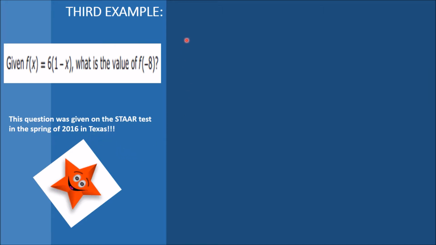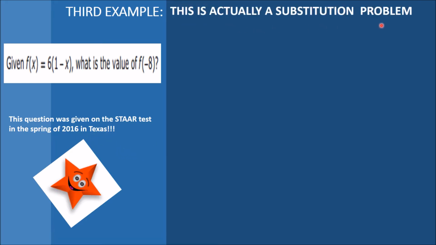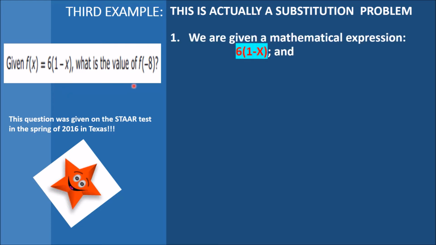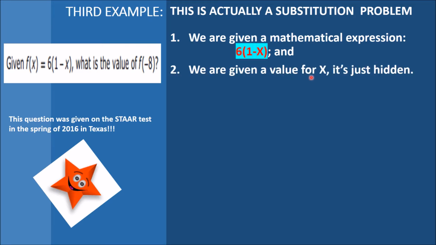So actually, this is a substitution problem, just like the last two problems we did. If you look over here, we've got a mathematical expression, 6 times 1 minus x. So we're given a mathematical expression, 6 times a quantity 1 minus x. And what else are we given? We're given a value for x. It's just that it's hidden a little bit. So when I look over here, I've got this funny looking thing that says f of negative 8. It turns out that f of negative 8 actually means that x is equal to negative 8.